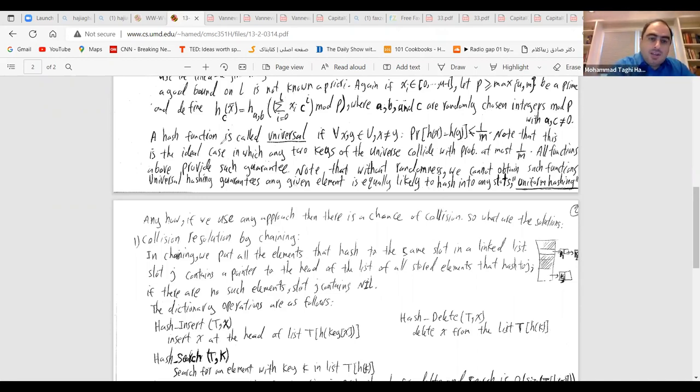So a hash function is called universal if for any x, y belonging to U, with x not equal to y, the probability that the hash of x is equal to the hash of y is less than or equal to 1 over m.